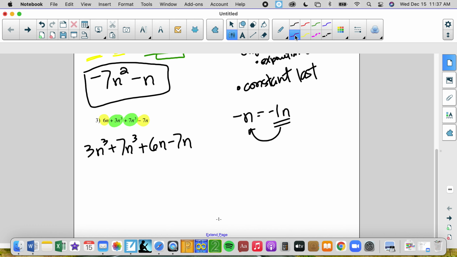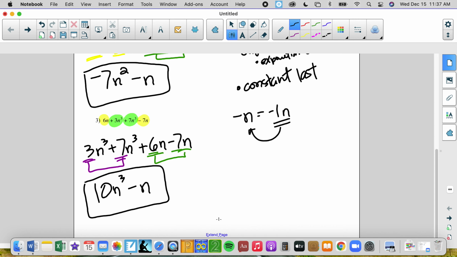We're going to combine these like terms. We're going to combine their coefficients. 3 and 7 makes 10n to the third. Then we're going to look at these two like terms. We're going to look at their coefficients. Positive 6, negative 7 makes negative 1. And we just write negative n.